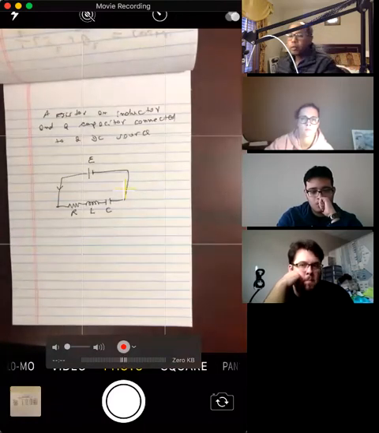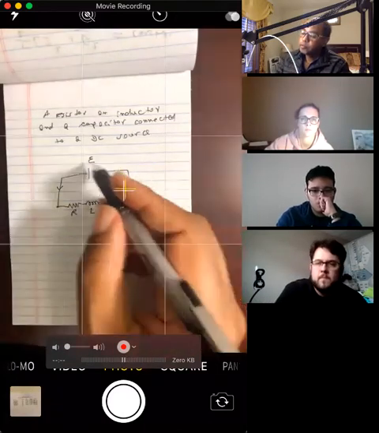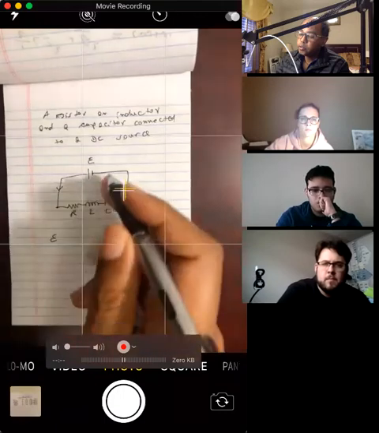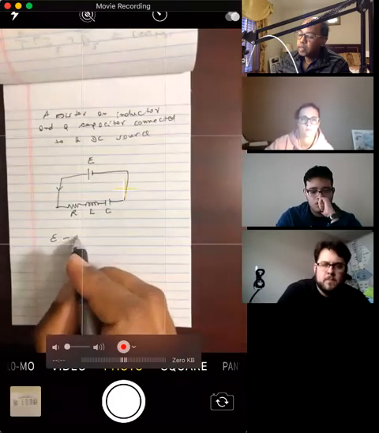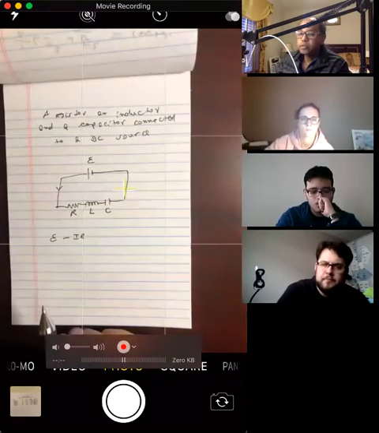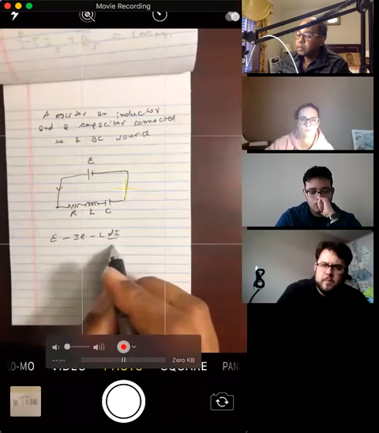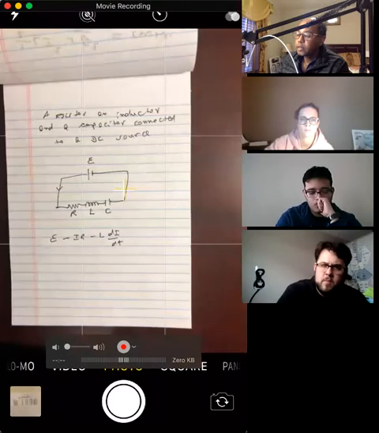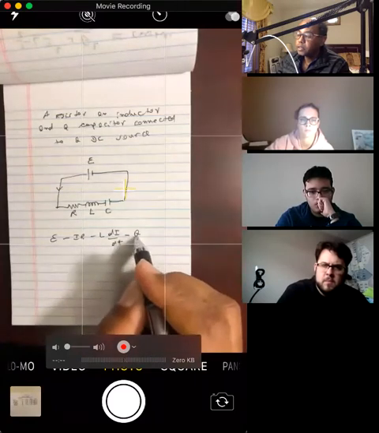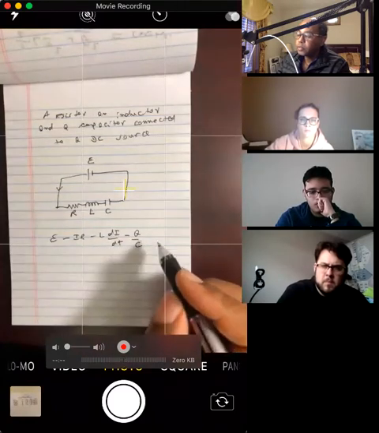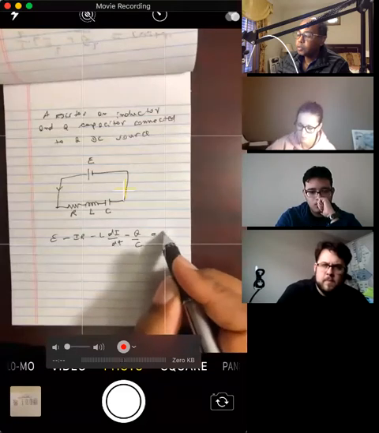Okay, so we're going to apply Kirchhoff's law. If you go in the direction of the current, the EMF will be positive, and then you've got minus I times R for the resistor, minus L dI by dt for the inductor, and then minus Q over C for the capacitor. This should be equal to 0.